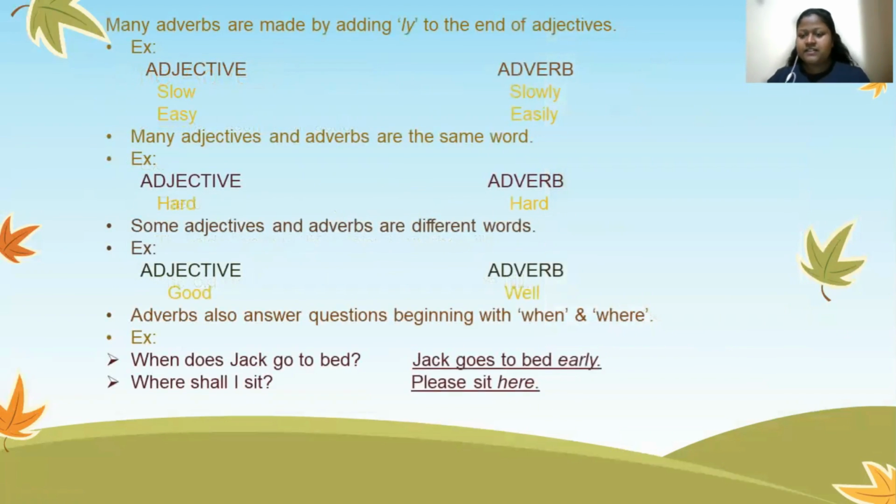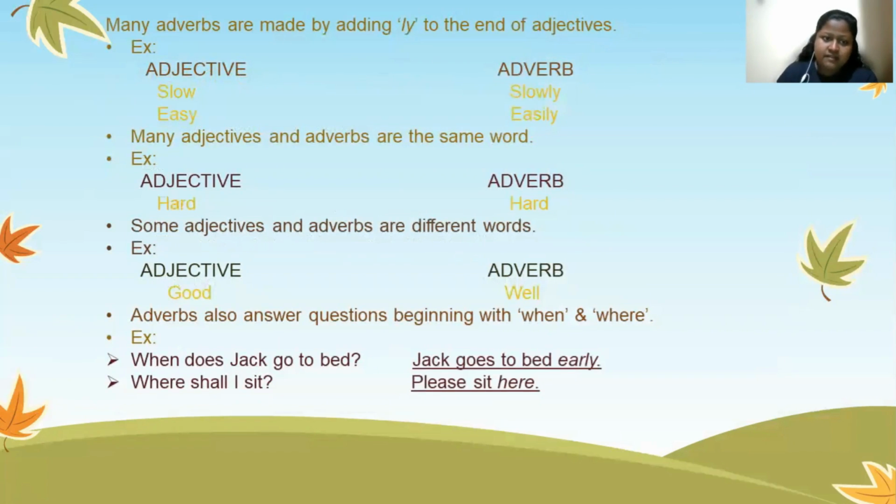Now let's look at many of the variations of adverbs. Many adverbs are made by simply adding ly to the end of adjectives. So for example, slow is an adjective. And then we add ly to the end of the word slow, and then it becomes slowly, which means the adverb is simply made by adding ly to the adjective.